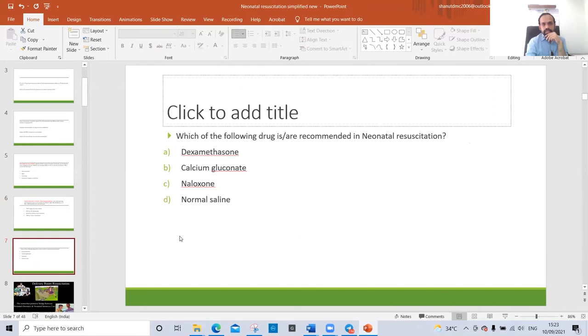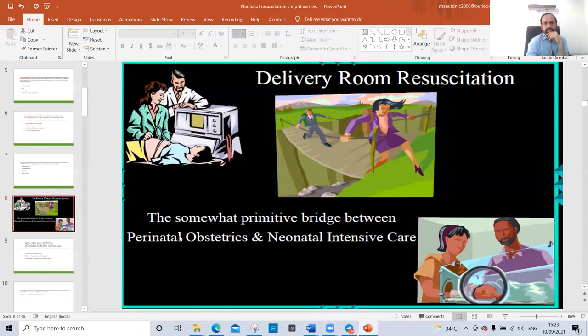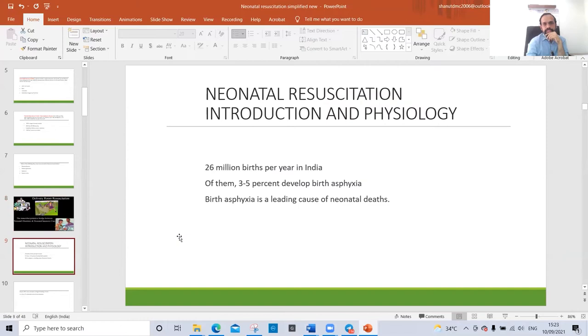So delivery room resuscitation is a primitive bridge between the OG and the NICU. Knowing about newborn resuscitation is very important, as we know that 3 to 5% of Indian babies develop birth asphyxia. Shanu, can you make it as a slideshow, please? Yeah. Okay. Thank you. So 3 to 5% of babies develop birth asphyxia.